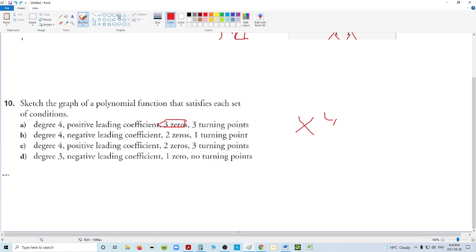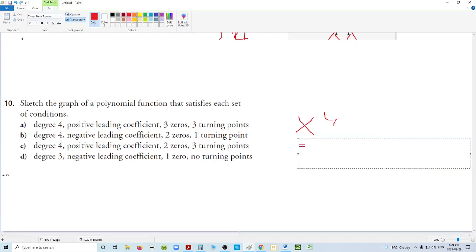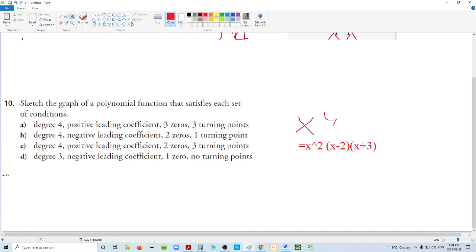So what I would say, if you're going to design it, might as well make one of them x. Might as well make one of them x squared, actually. And then the other 2 can be anything. So that's going to have 3 zeros, it's going to have 3 turning points, and it's going to have a positive leading coefficient, and it's going to look like this.